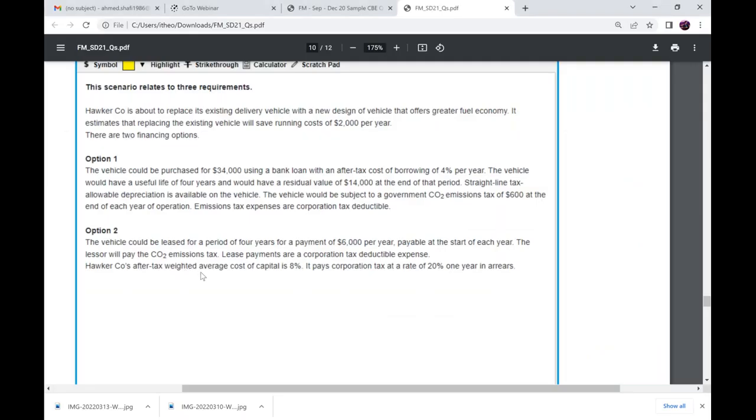The vehicle could be leased for a period of 4 years for a payment of 6,000 per year payable at the start of each year. The lessor will pay the CO2 tax. Since I am the lessee, I am not paying emission tax, so I won't record it. Lessor will pay, that's his issue. I am the lessee. Lease payments are tax deductible, so again you will get tax benefit on that. And Hawkers' after tax weighted average cost of capital is 8%, tax rate is 20%, 1 year in arrears. Okay.